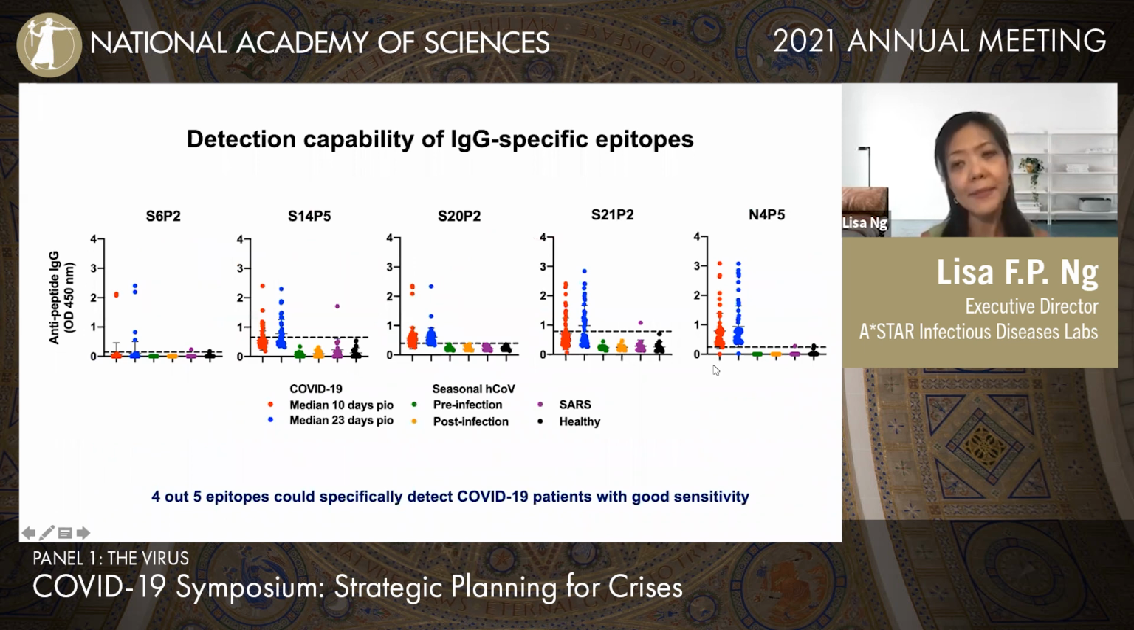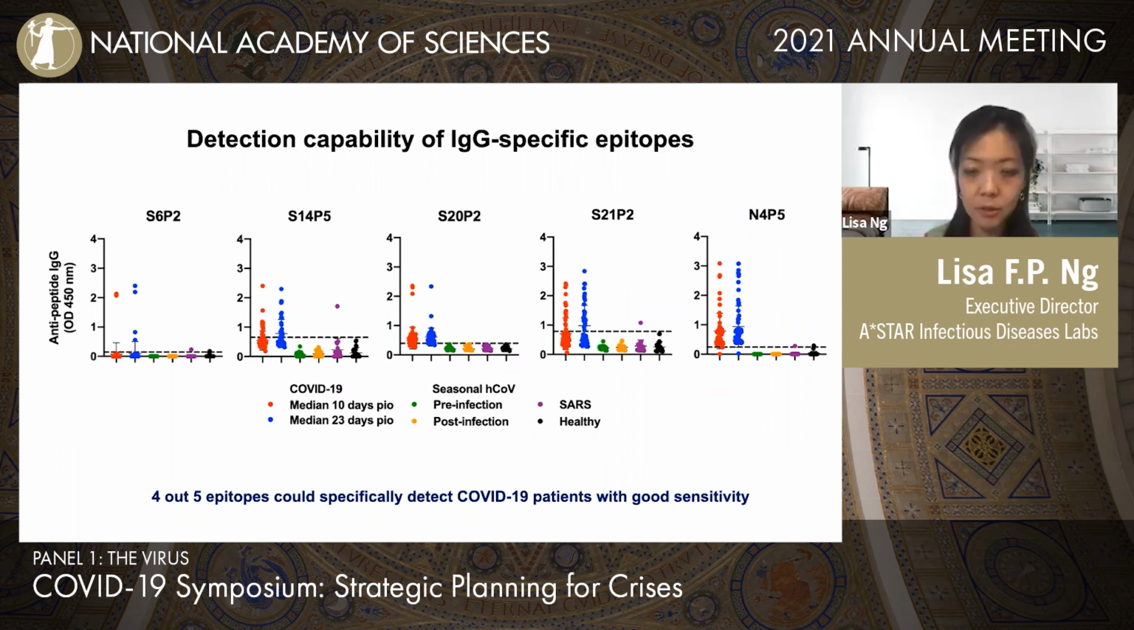And when we expanded the screen of these epitopes with the patient's plasma or serum from different time points, we found that 4 out of the 5 epitopes could actually specifically detect the COVID-19 patients with good sensitivity.